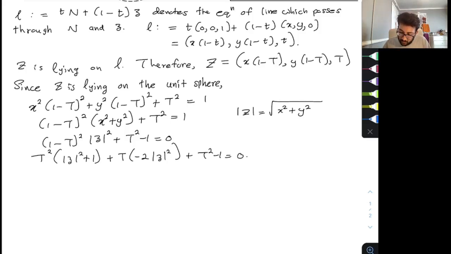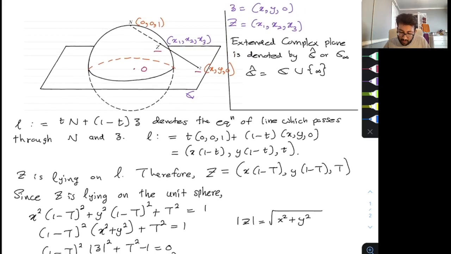Right? So if you simplify this equation and find the values of t, you can have two values for capital T. I'm not going to do the simplification. You can have two answers: t equals 1 and t equals (|z|² − 1) over (1 + |z|²). You can solve this quadratic equation and get this answer.